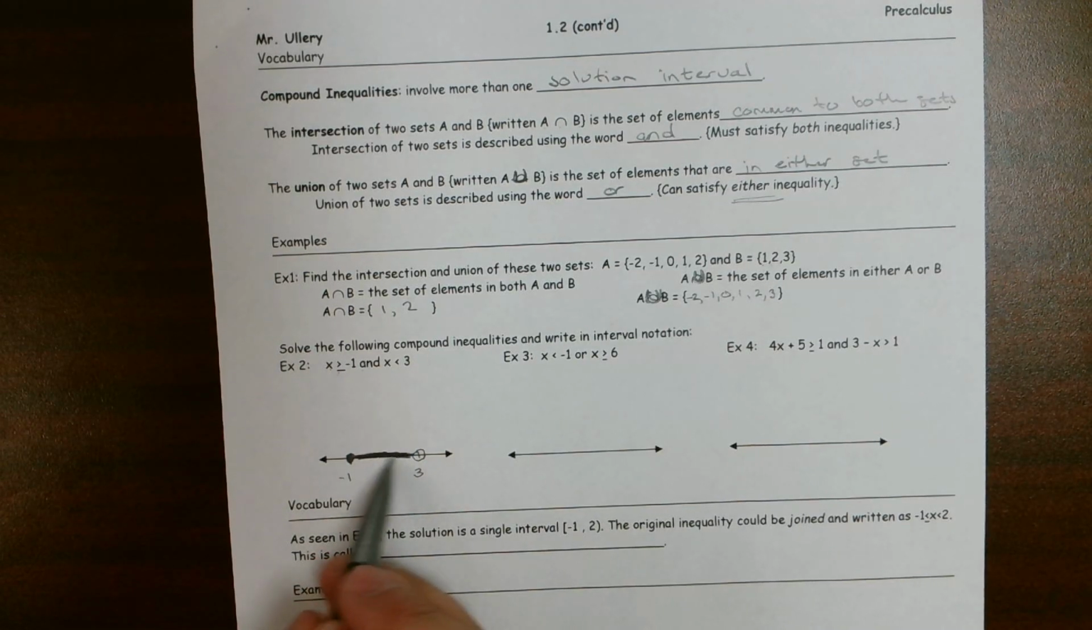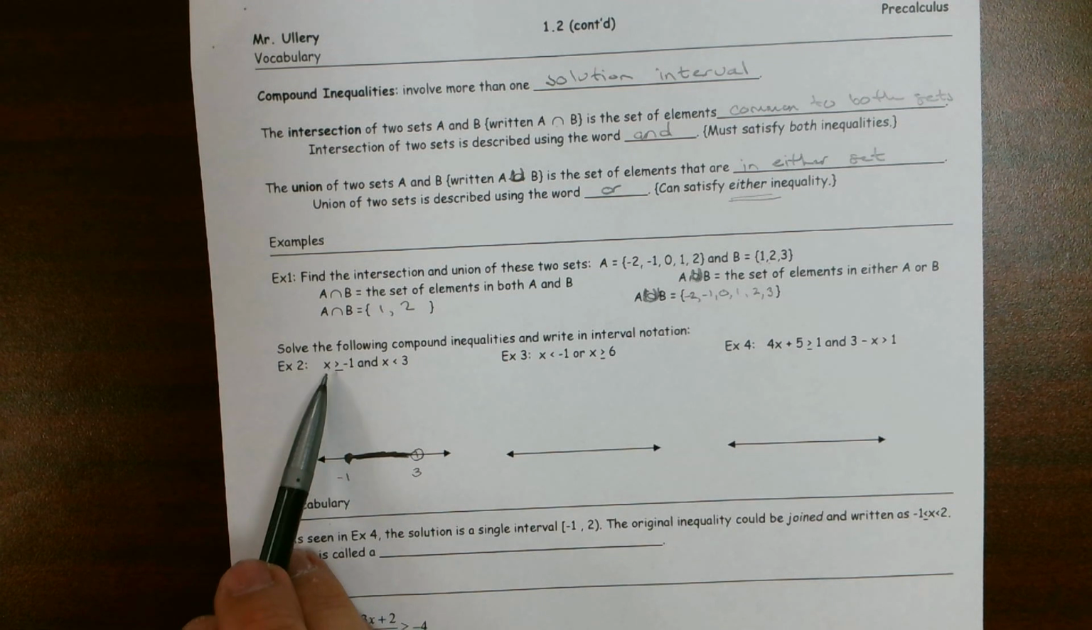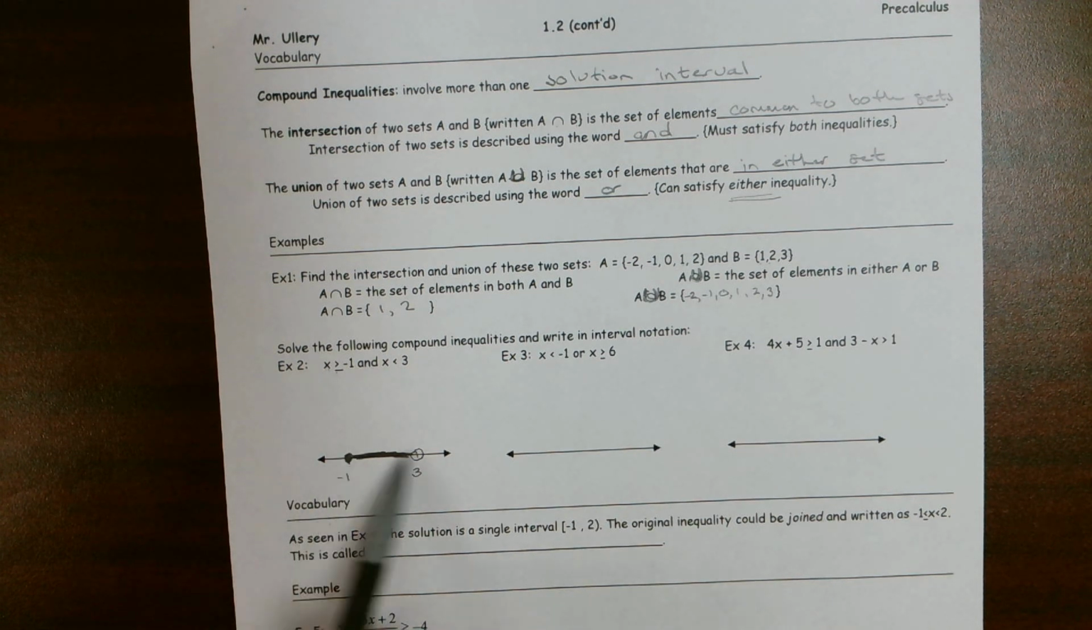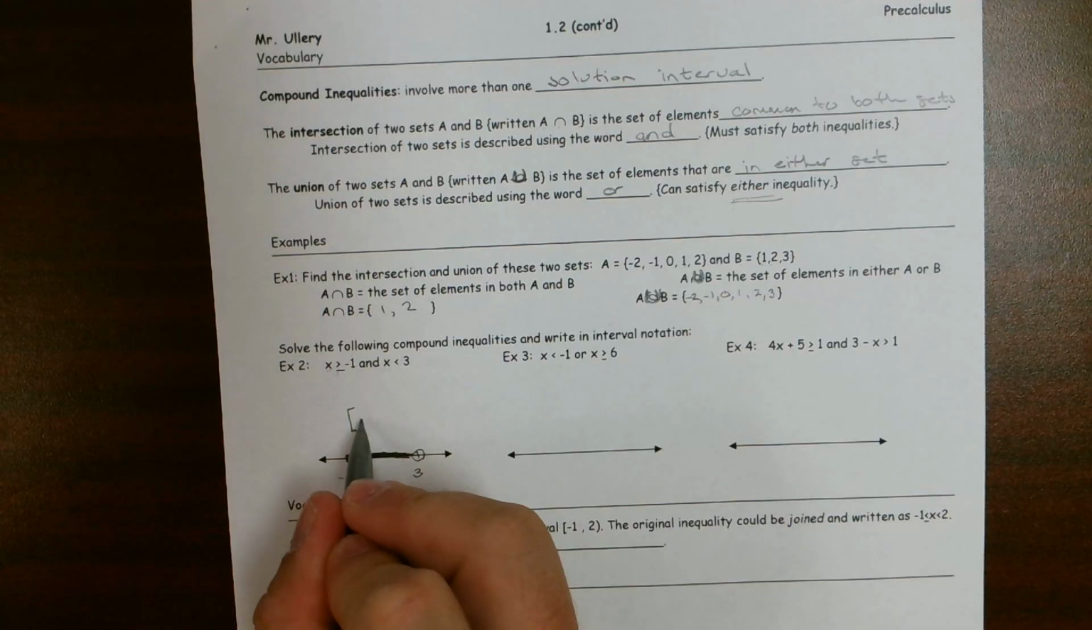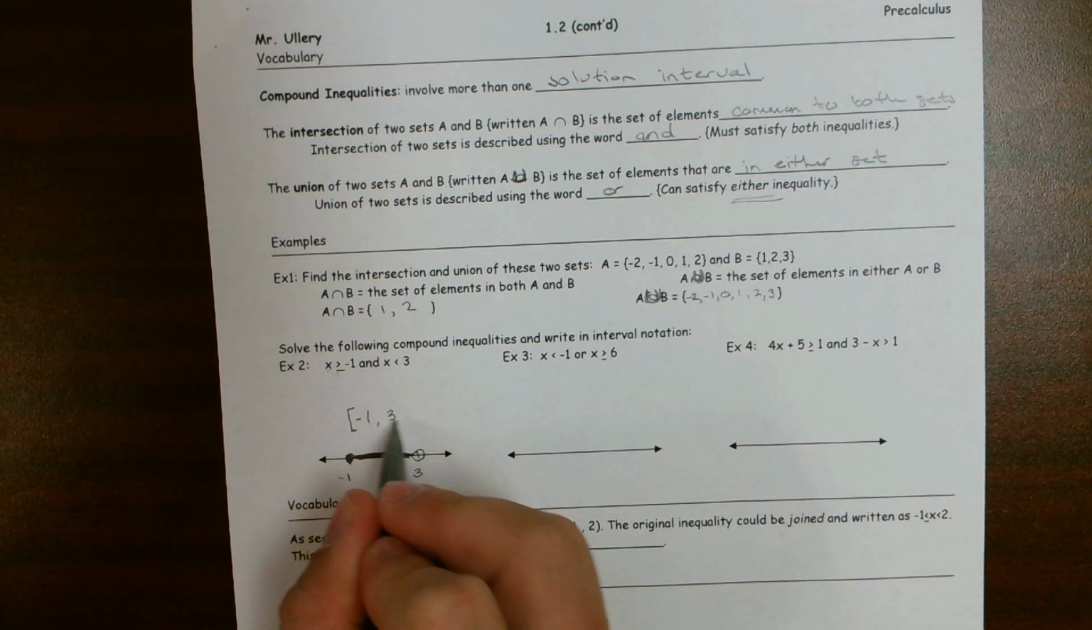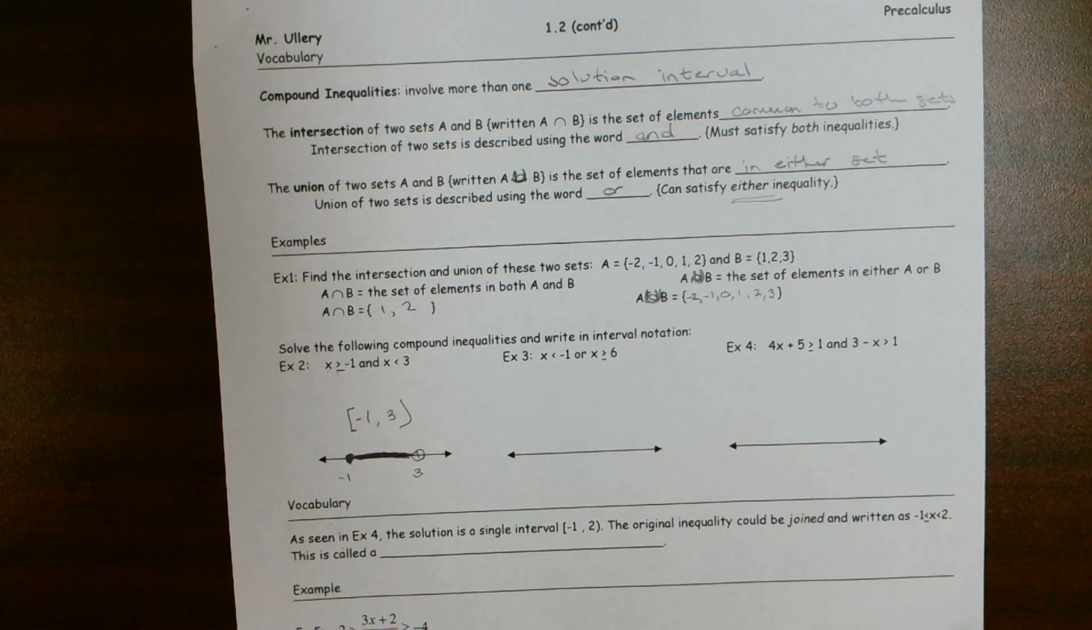And we're looking for the intersection of both intervals. Numbers greater than or equal to -1 go on forever to the right, and less than 3 go on forever to the left. But we're looking for the intersection, which is right there, which we can write using interval notation. -1 with a bracket, 3 with a parenthesis.